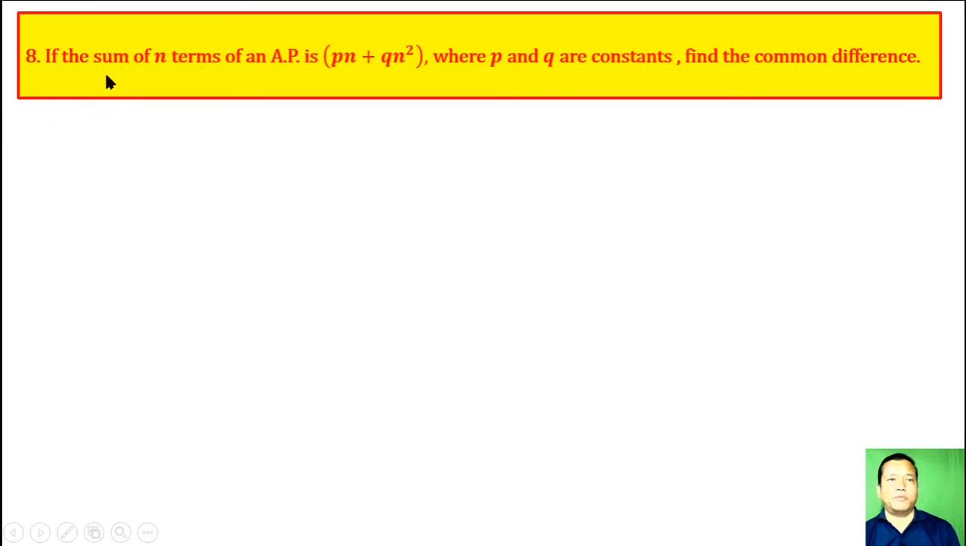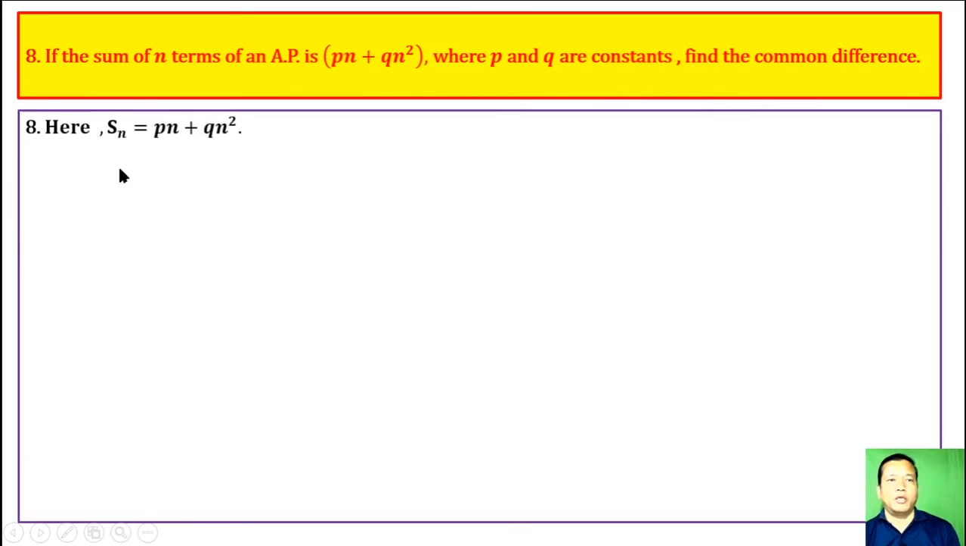Question number 8. If the sum of n terms of an AP is Pn plus Qn squared, where P and Q are constants, find the common difference. Here Sn is Pn plus Qn squared. Therefore, S1, putting n equal to 1, gives P plus Q. For S2 we put n equal to 2, that gives 2P plus 4Q.